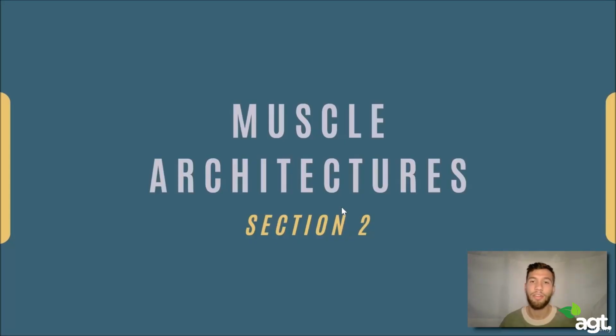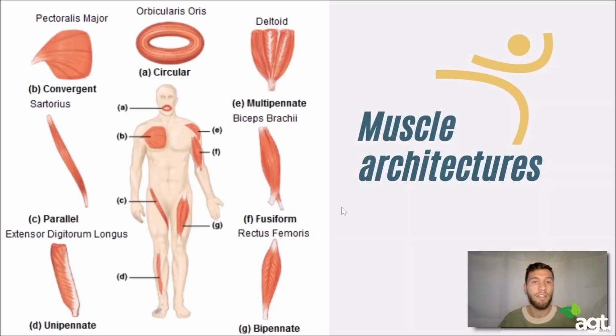Let's look at the different muscle architectures. There are different types of muscles, different ways that muscles are built. We have, for example, unipinnated muscles. That means the muscle only attaches on one side of the tendon. Then we have bipinnated muscles, where the muscle attaches on both sides of the tendon. Then we have multipinnated muscles that have a more complex architecture. We also have, for example, parallel muscles.